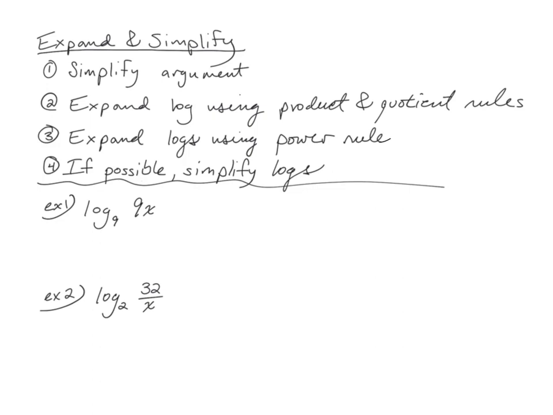And I like starting with examples like number 1 and number 2 here because students really quickly lose sight of the fact that there are two things being multiplied here. This 9 is being multiplied to the x. So we can actually expand this out into 2 logs. Can we simplify anything in this argument first? No. So let's expand using the product and quotient rule.